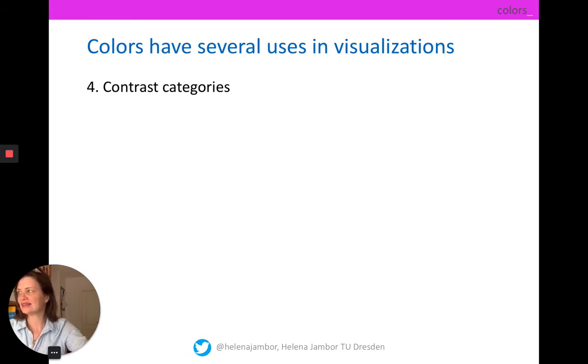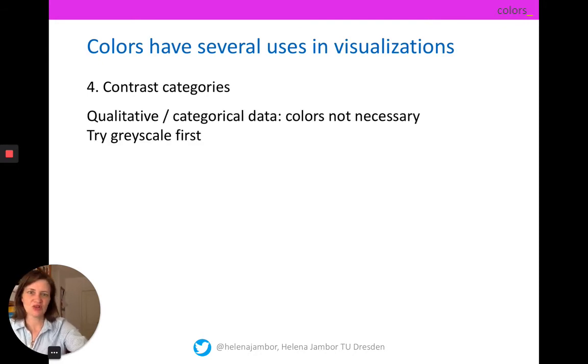The last possibility is that we sometimes want to contrast categories in our visualizations. So if you have such categories, or you want to visualize qualitative aspects of data, color for the most part is not necessary at all. And I would try to encourage you to use grayscale visualization first to see if it works and where you really need to add color.